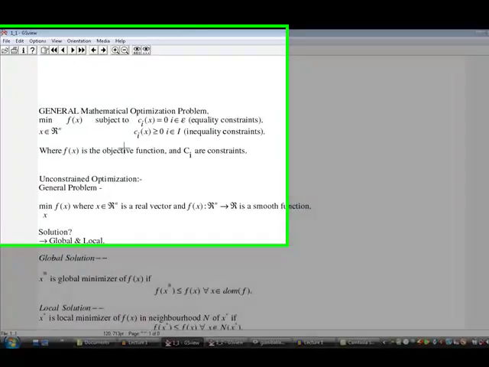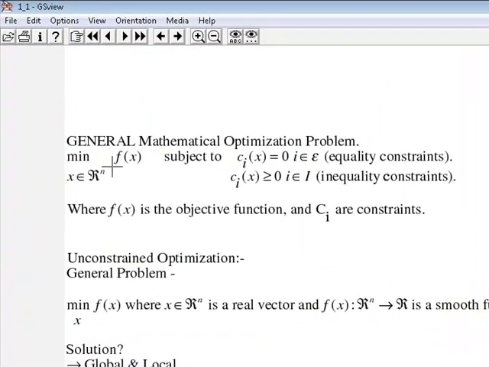So here our problem is minimization: minimize f(x) over the n-dimensional vector x, subject to some constraints. Now these constraints are divided into two parts. One of these is known as equality constraints. As you can see, c_i(x) = 0 for i belonging to E, the equality constraints, and c_i(x) ≥ 0 for i belonging to I, the inequality constraints. So here is our objective function f(x), which we want to minimize subject to the constraints c_i. Okay, so this was our general optimization problem.